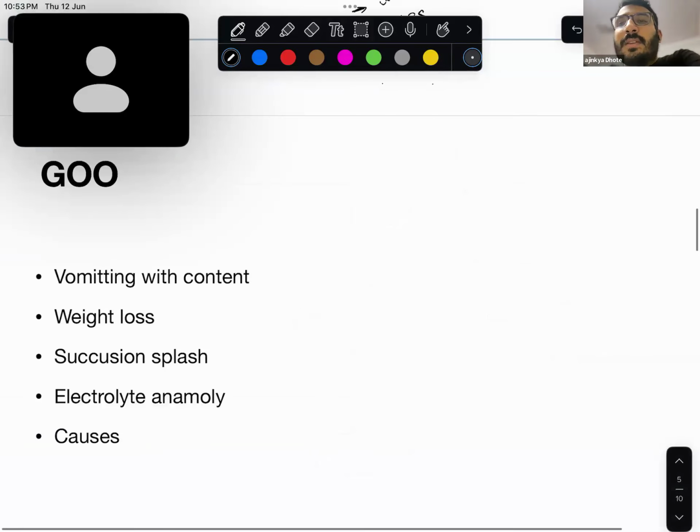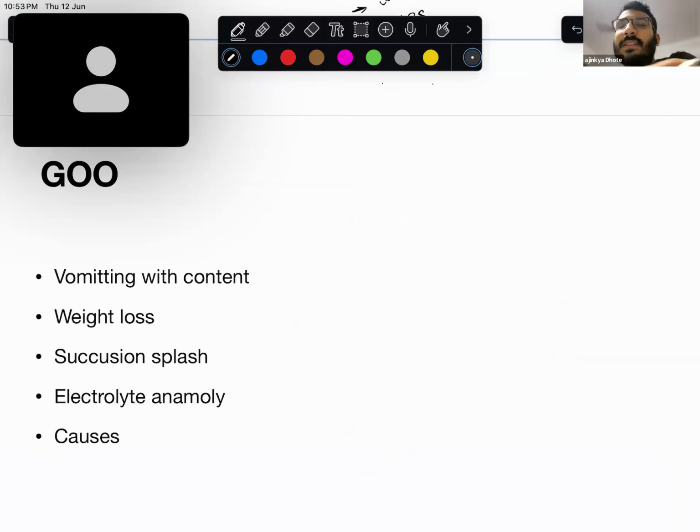So coming to gastric outlet obstruction, we have already discussed what type of vomiting you will get: in GOO, all those undigested food particles. Secondly, the patient will have weight loss because of decreased appetite plus the vomiting. That is a very common feature. There are many examination findings that we'll discuss later, but there's one specific finding that you get in a case of GOO, that is your succussion splash.